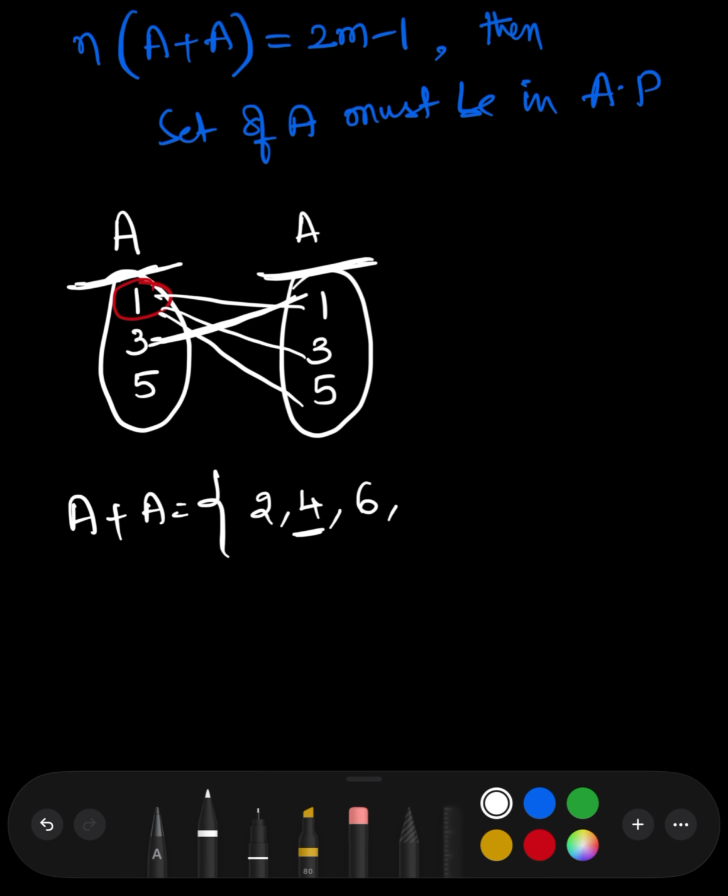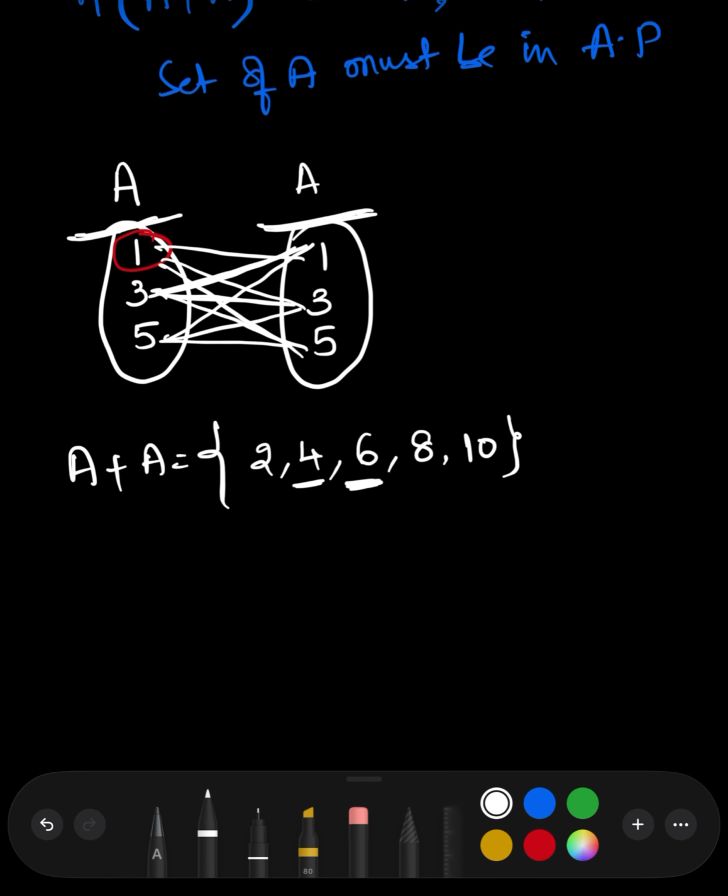If anything is repeated, no need to write. Next, 3 plus 3. Next element 3 plus 3, what is 3 plus 3? 6. 6 is already present, no need to write. And the last element from 3 is 3 plus 5, which is nothing but 8, that is a different element, I have written. Next, coming to the 5, 5 plus 1 is 6, already there. 5 plus 3 is 8, already there. 5 plus 5 is nothing but 10.